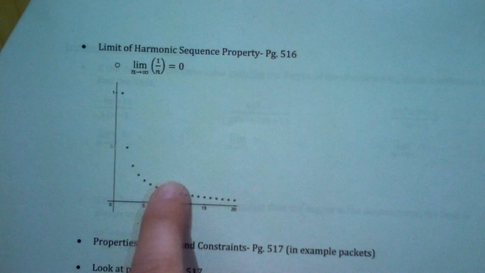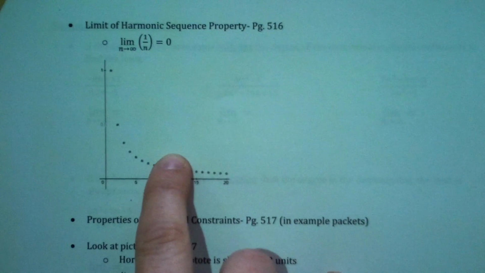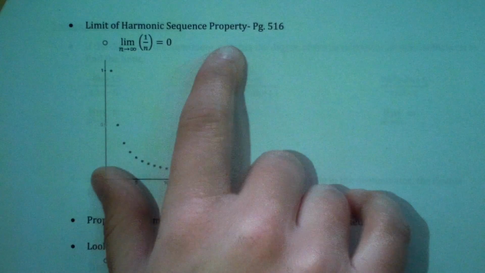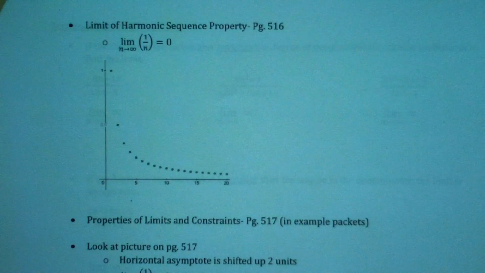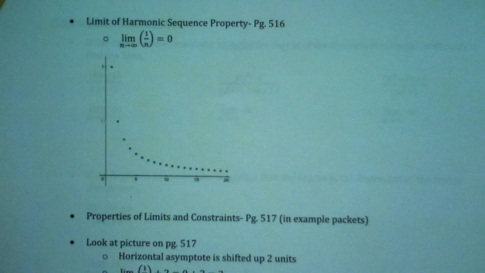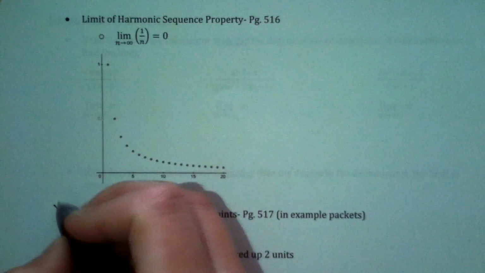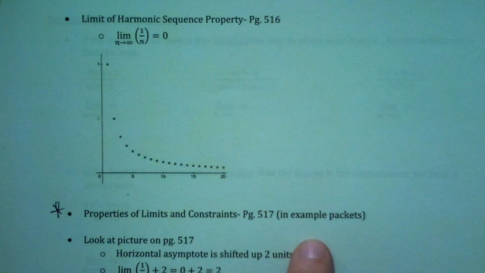Once you get those things jotted down there, we'll look at that picture on page 517 and talk through what that means. So I'll let you guys jot that stuff down if you want to, but like I said, that stuff's in the example packet, so I'd probably just write properties of whatever in example packet, or refer to example packet. So I'll let you guys jot that down, and then we'll talk through some more stuff.